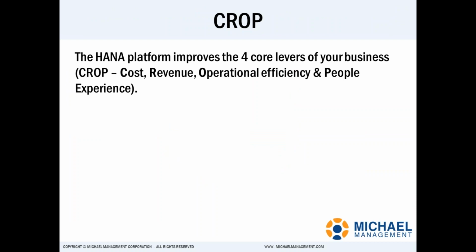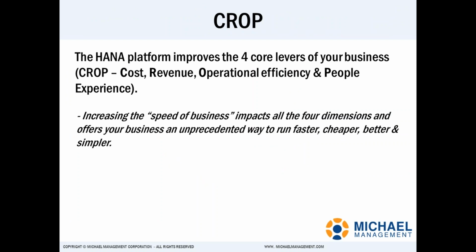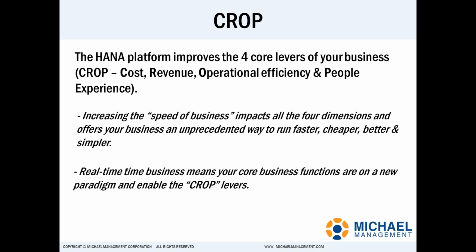So to summarize, the four things that we spoke about, which is called the TROP framework, essentially is the cost, the revenue, the operational efficiency, and the people experience. And really, real-time business means that your core business functions are a new paradigm and enable one or more of these TROP levers that we just spoke about.